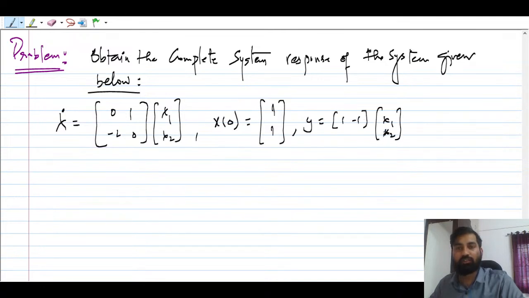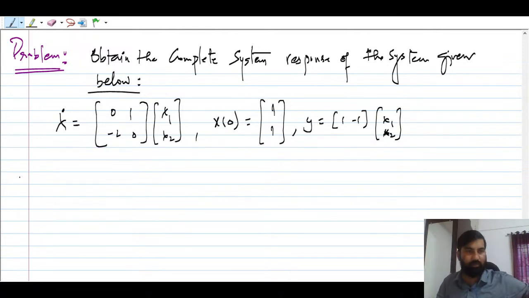And B is also given as [1 1; 1 -1], x1 and x2. Now you can notice something here: the B matrix is not present. Why is the B matrix not present? It is a homogeneous equation, a homogeneous state equation. If u is present, you have to consider u, that will be non-homogeneous.